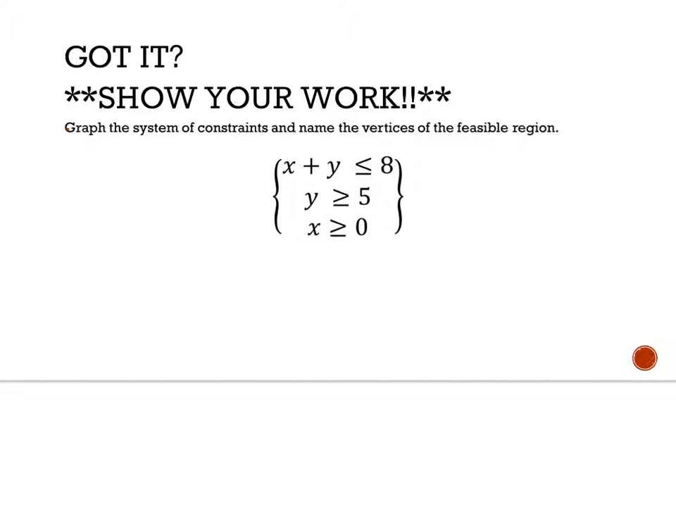This is the point in the video where you show your work. I want you to graph these 3 constraints on a graph. I want you to name the vertices, so the corners that the feasible region creates, and that's it. You don't have to maximize or minimize anything. Just graph the 3 constraints on a graph and name the vertices of the feasible region.